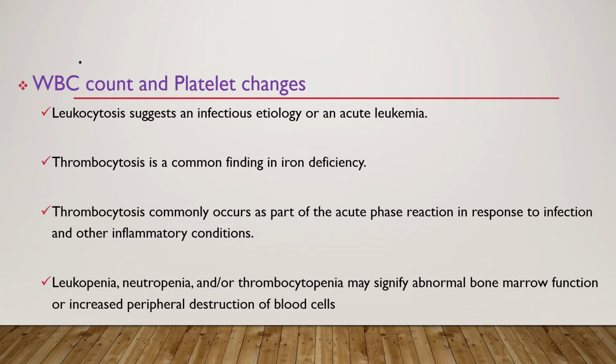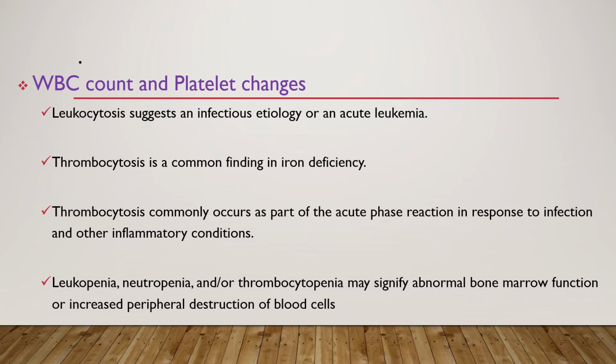The other important thing that we should check on CBC is WBC count and the platelet changes. For example, leukocytosis suggests an infectious etiology, or it might tell us about the presence of acute leukemia. Thrombocytosis is a common finding in iron deficiency, and thrombocytosis commonly occurs as a part of acute phase reaction in response to infectious and other inflammatory conditions.